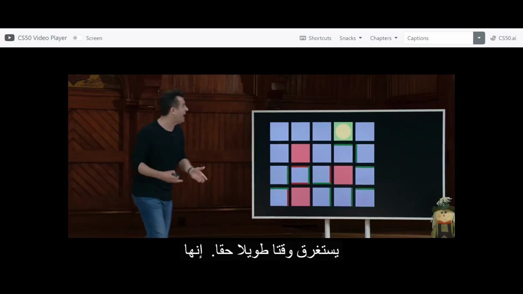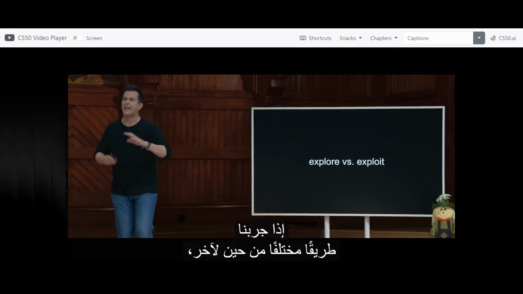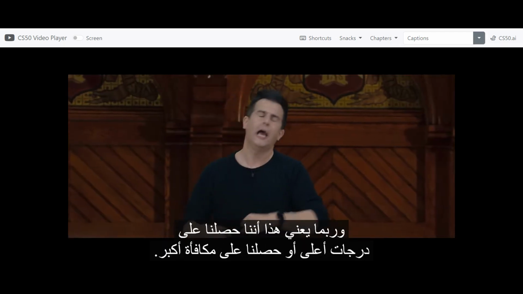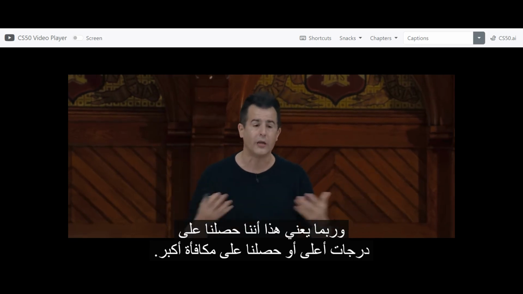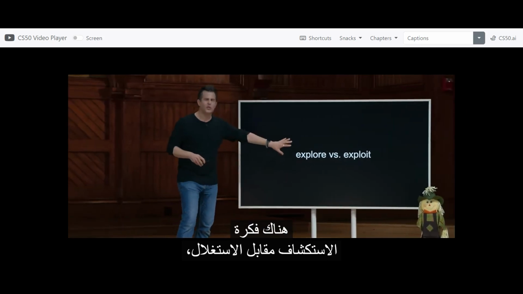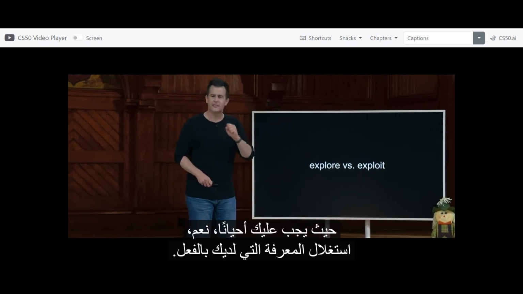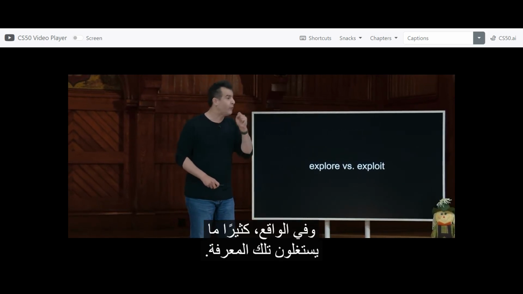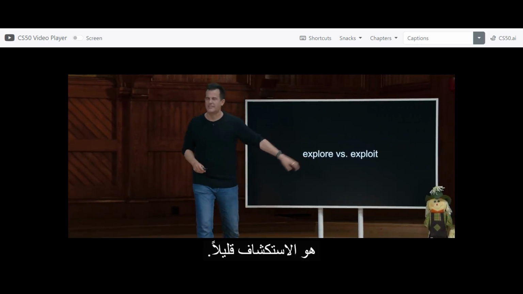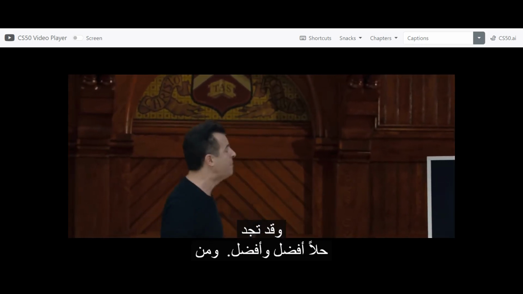Exactly. It's taking a really long time, an inefficient way to get there, because I dare say if we just tried a different path occasionally, maybe we could get lucky and get to the exit quicker, and maybe that means we get a higher score or we get rewarded even more. So within a lot of artificial intelligence algorithms, there's this idea of exploring versus exploiting, whereby you should frequently exploit the knowledge you already have. But occasionally, what you should probably do is explore just a little bit. Take a left instead of a right and see if it leads you to the solution even more quickly, and you might find a better and better solution.